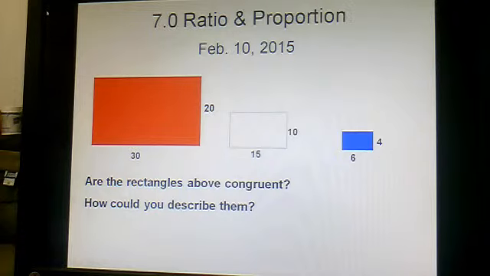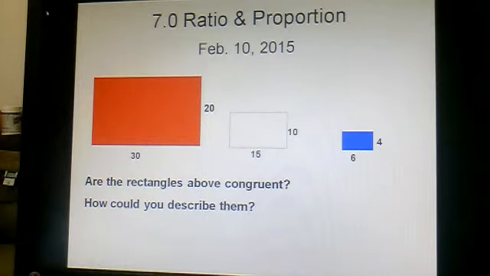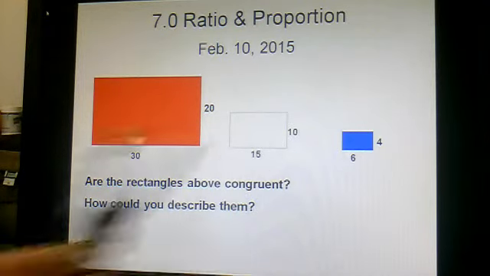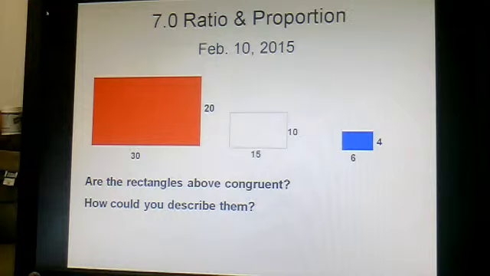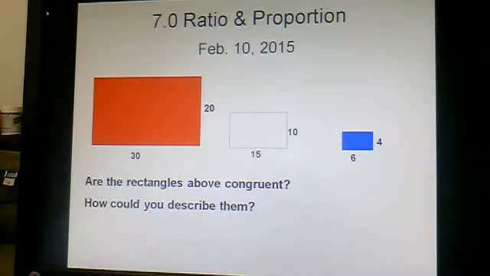So if you look at the side lengths on your paper, these are drawn to scale. This is a 30 by 20 rectangle. Label those two. This is a 15 by 10 rectangle. And the last one, a little guy, is a 6 by 4 rectangle. And they are drawn to scale on your paper. That's why that one on the right is so small.